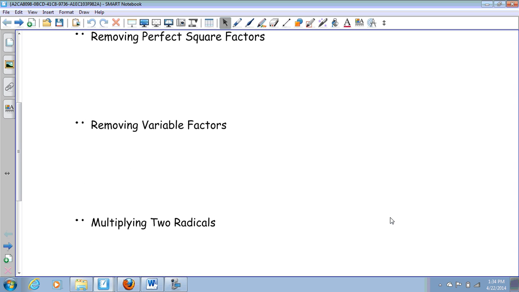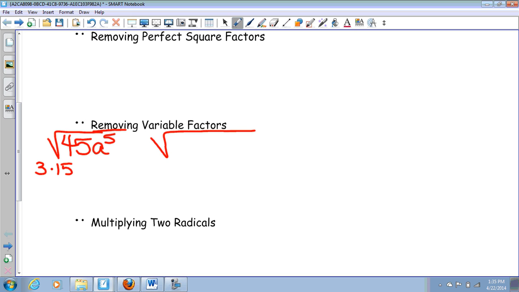Moving variable factors. Okay, so when we look at example 2, we have a problem like this. The square root of 45a to the 5th. Well, we're going to separate these into two things. We're going to look at factors of 45. Again, we're looking for a perfect square. So we have 3 times 15 and 5 times 9. Ooh, perfect square. So 5 times 9.